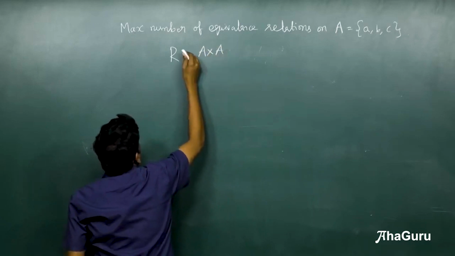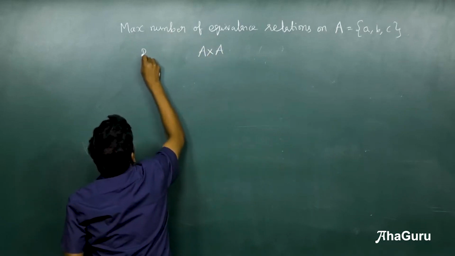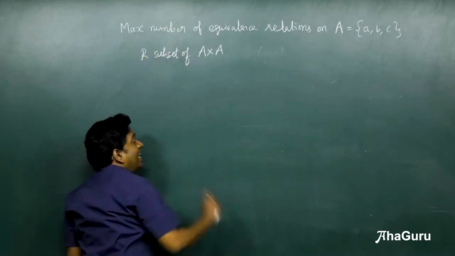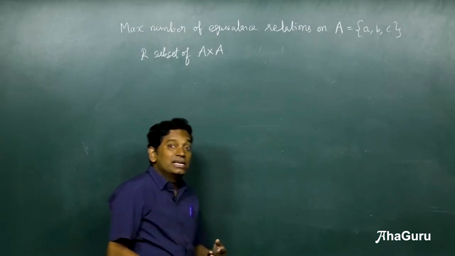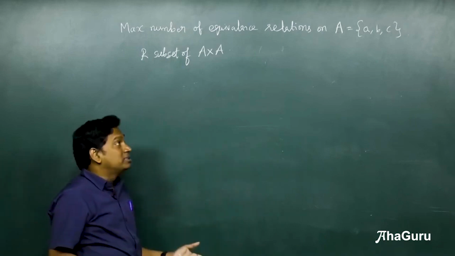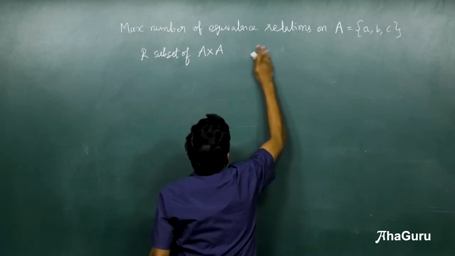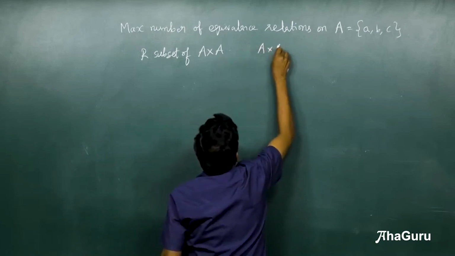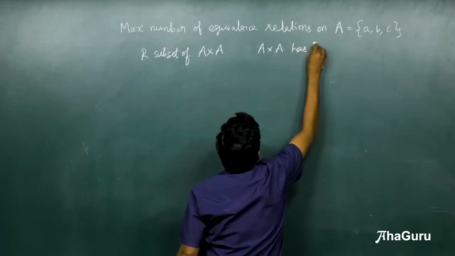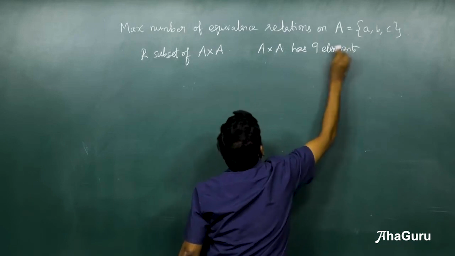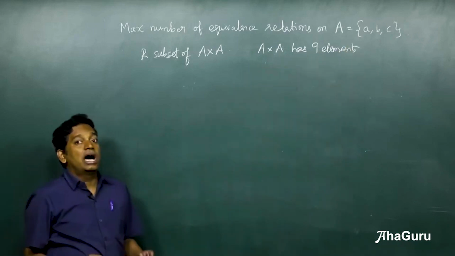Now the thing to understand is that every relation is a subset of A cross A. And how many elements can at most be in R? Well, A has 3 elements, so the number of elements in A cross A is 9. So at most 9 elements can be in R.